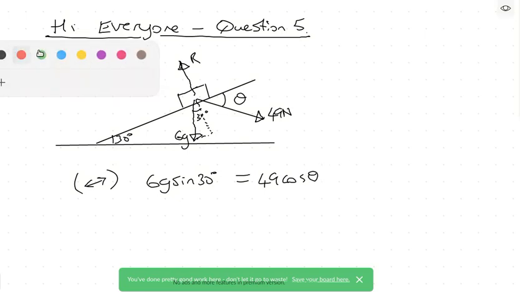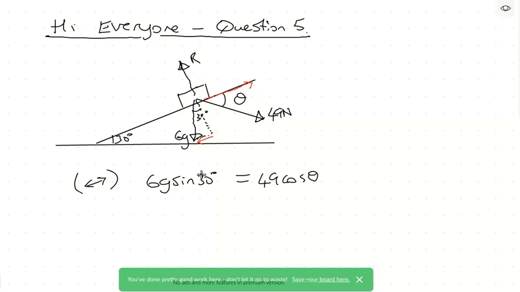Now, why am I writing that down? Well, let's just show you with a bit of colour. All I'm saying here is that the forces acting to the right equal the forces acting to the left. So that 49 cos theta represents the forces acting to the right up the plane. And the 6g sine 30 represents the forces acting to the left down the plane. And then, well, you can easily get the answer from there. I hope this gives us the right answer anyway.